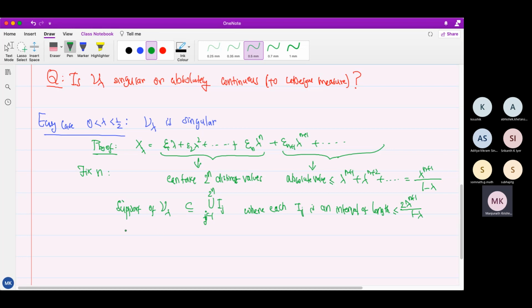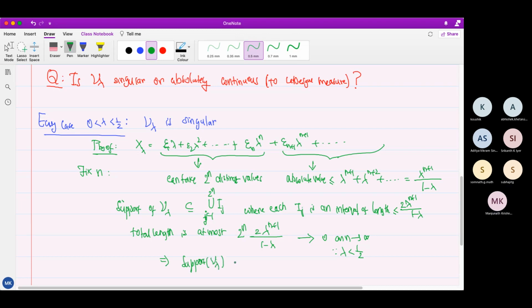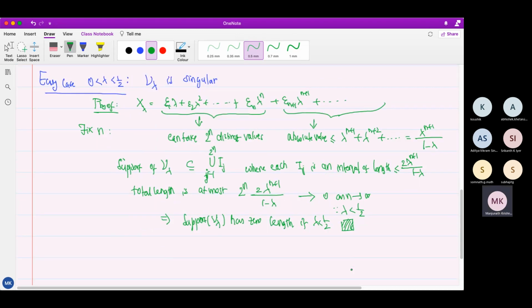But what is the total length? The total length is at most 2 to the n times 2 times lambda to the n plus 1 over 1 minus lambda. So the support of nu lambda is contained in a set of this length. This is true for all n. This goes to 0 as n goes to infinity because lambda is strictly less than half. So this implies that the support of nu lambda has 0 Lebesgue measure, that is, length 0, if lambda is less than half. And that's what makes it singular. Okay. Any questions about this?